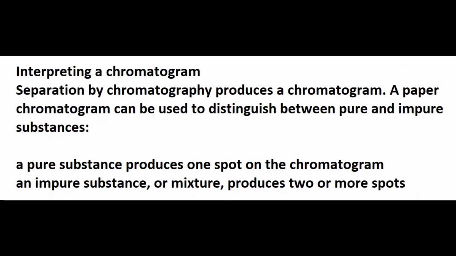Interpreting a chromatogram. Separation by chromatography produces a chromatogram. A paper chromatogram can be used to distinguish between pure and impure substances. A pure substance produces one spot on the chromatogram. An impure substance or mixture produces two or more spots. So something that is impure will have more than one spot.